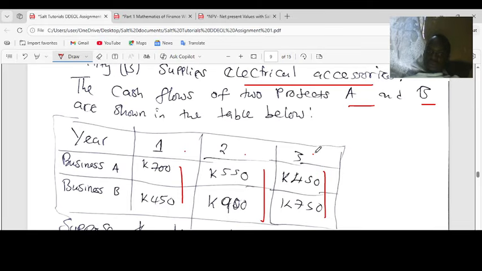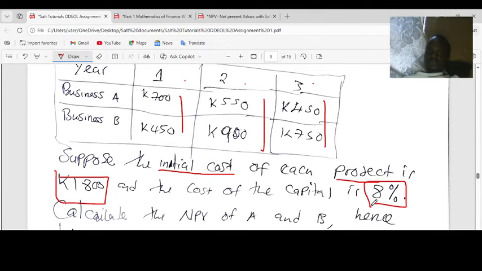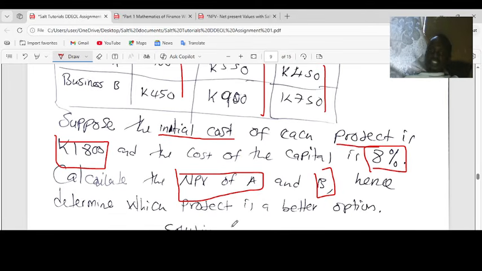So what are we expected to do? We are being told to suppose the initial cost, remember the initial cost of each project is 1,800 kwacha, and the cost of capital is 8%. That's the interest rate of the capital, 8%. What are we being told? Calculate the NPV of A, at the same time calculate the NPV of B. After you do so, determine which project is better. As simple as that.